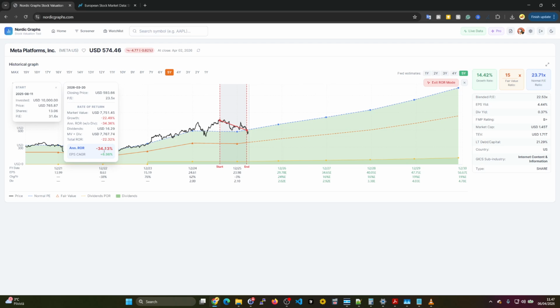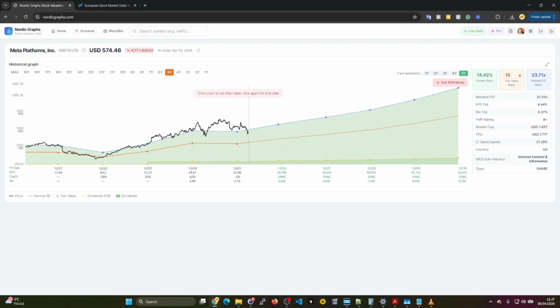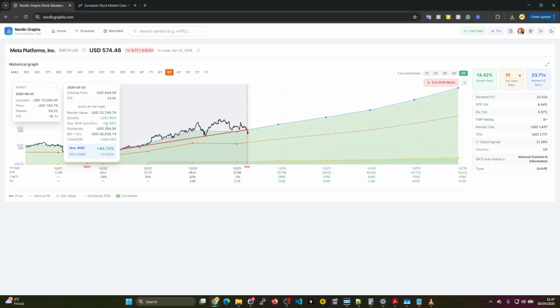22%, or an annualized loss of 34%. But for example, here when it was trading at the fair value line, that would have been a great time to buy. For example, buying here at the 16 PE and going back to this normal PE line, you would have made 257% and an annualized return of 43%.